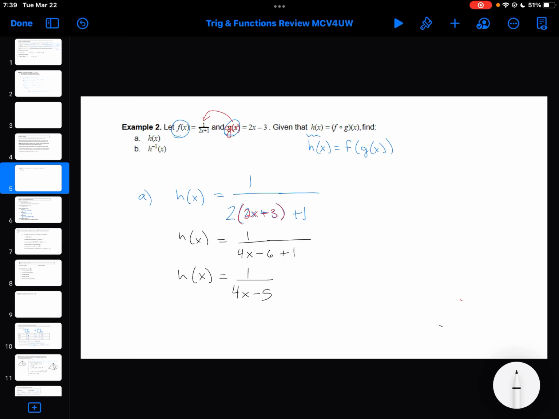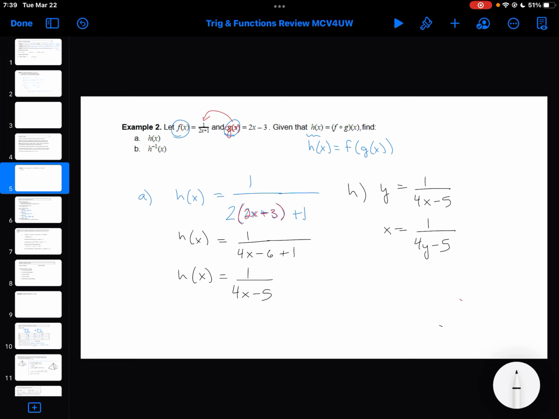The next thing that I'm asked to do is solve for the inverse. So in order to do that, the first thing that I'm going to do is put y equals 1 over 4x minus 5. I'm going to switch my x and my y. And now I'm going to isolate y.